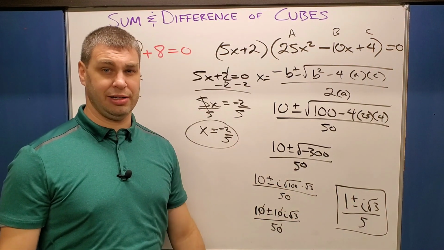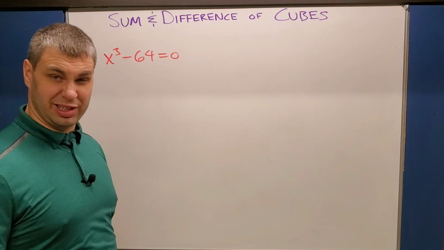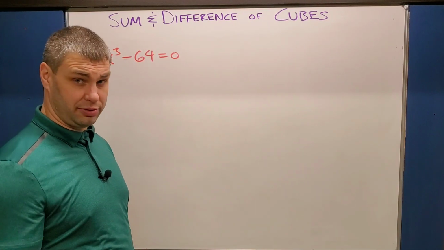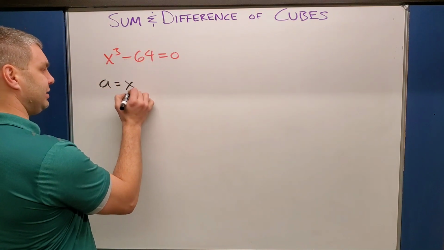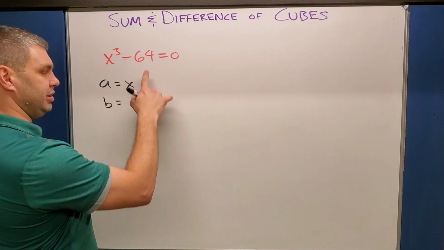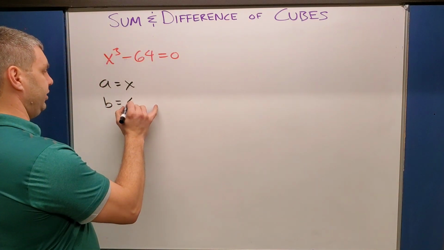All right, let's try a difference of cubes. Last one for today is going to be a difference of cubes problem where it's set equal to 0, and so we have to solve this. And if you think about our a in this one, that's going to be just x, and our b, what times itself 3 times gives us 64? 4. We talked about that earlier in this video, okay?